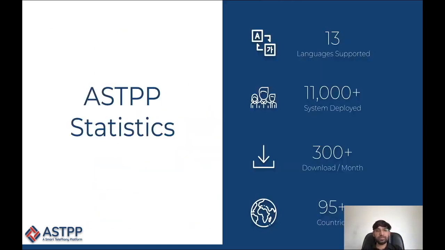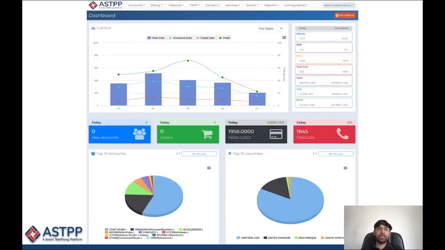Let's talk about the ASTPP statistics. As I mentioned previously while explaining the add-ons, we have 13 language support. We have 11,000 plus systems deployed around the entire world. We have approximately 300 plus downloads monthly. People in 95 plus countries are using ASTPP for business, and it keeps growing.